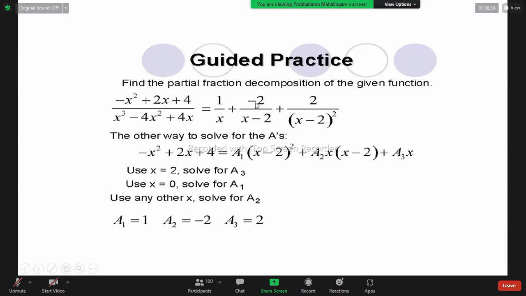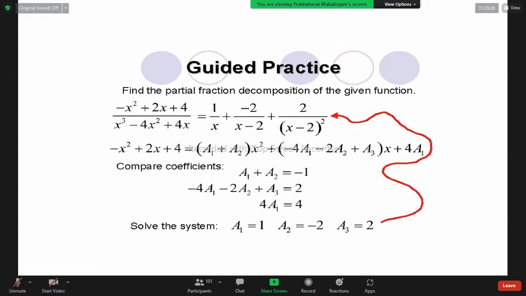You see, I told you to put A1, A2, A3. A1 multiplied by this, A2 multiplied by this, A3 multiplied by this. Then you see how they solve. A1 is 1, A2 is minus 2, A3 is 2. So this technique we call partial fraction. So we will see, this is a very simple practice.